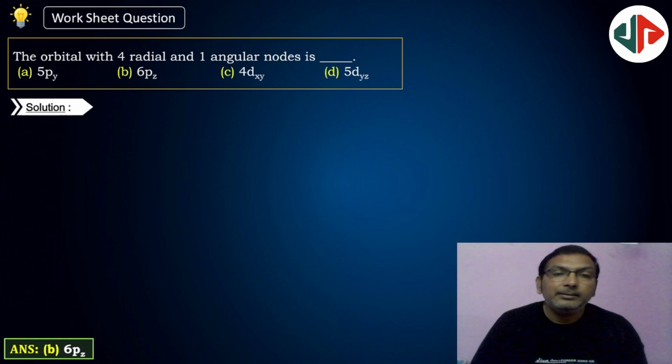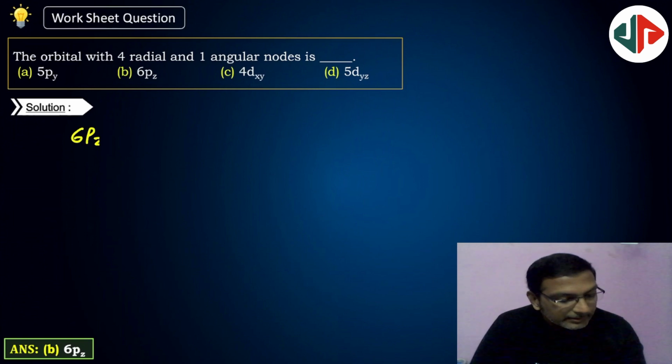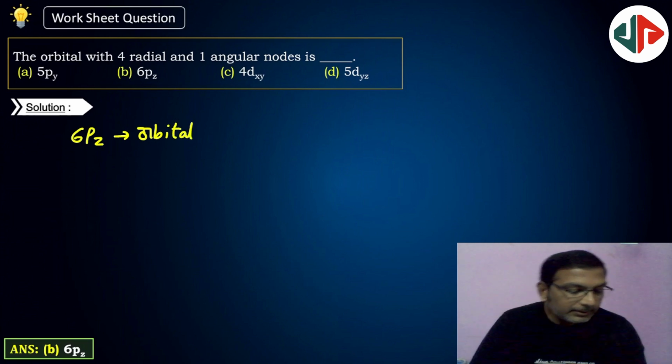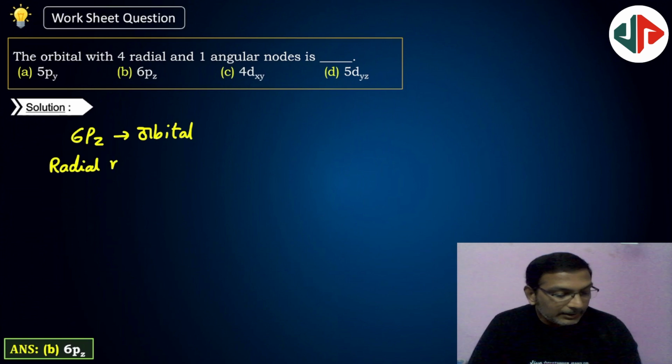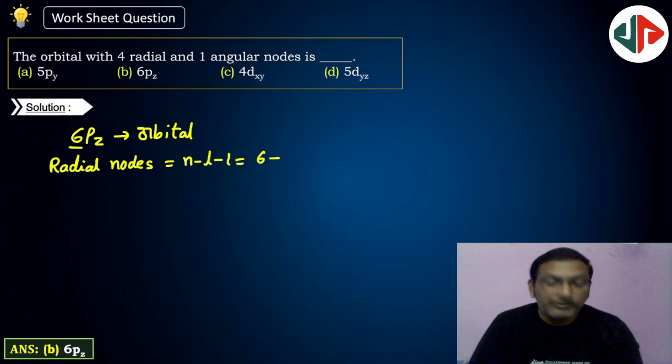Next one. The orbital with 4 radial and 1 angular nodes is. Here I am taking 6p orbital. So this is a common question for atomic structure and periodic table. Number of radial nodes equal to n minus l minus 1. So n is here 6, minus, for p orbital l equal to 1, minus 1, that is 4.